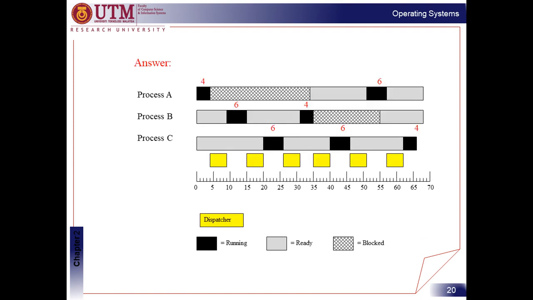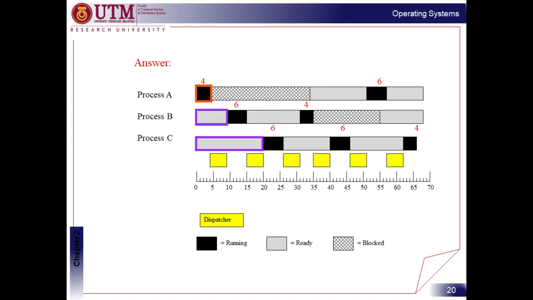This slide and the next slide will show the answer of this exercise. Based on the information from previous slides, there are 3 processes which are process A, B, and C. The maximum CPU time for each process to run is 6 instruction cycles. We started with process A to run.